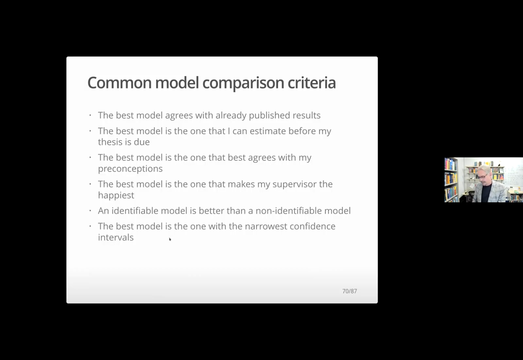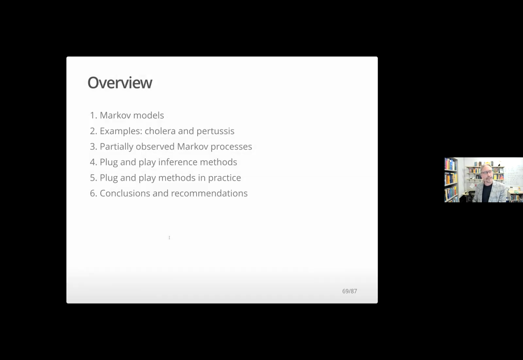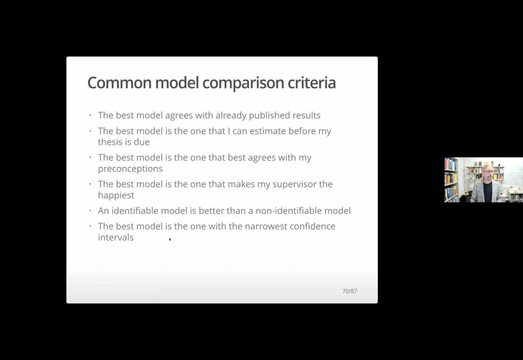Putting these methods into practice, we have these various methods that are available, and our group and many other groups have been using them. I want to say a few words about how we use them in practice. So there are various criteria for comparing models, right? When I talk to students about this, these are some of the model comparison criteria that I run across a lot. And not just talking to students, also in the literature, we see this.